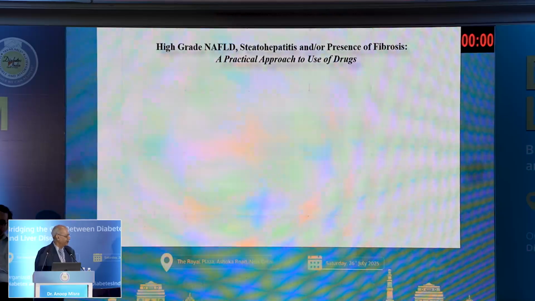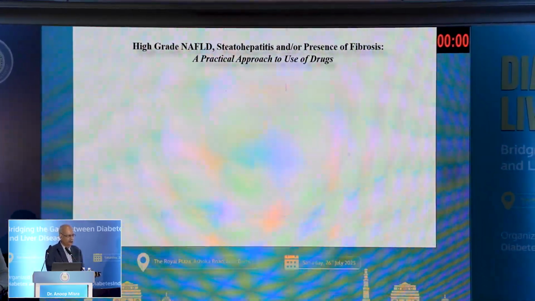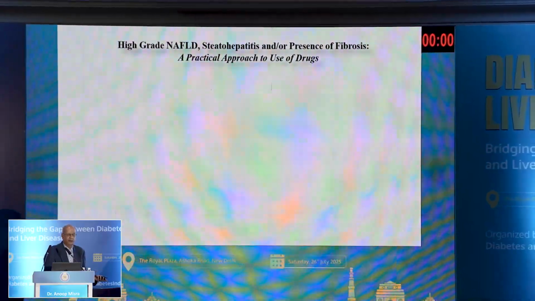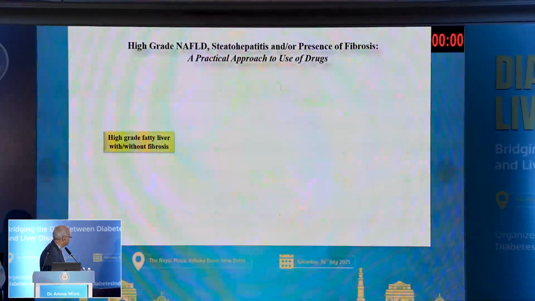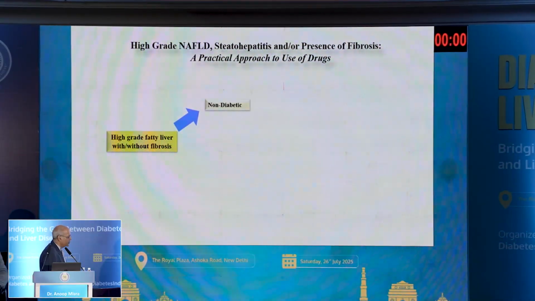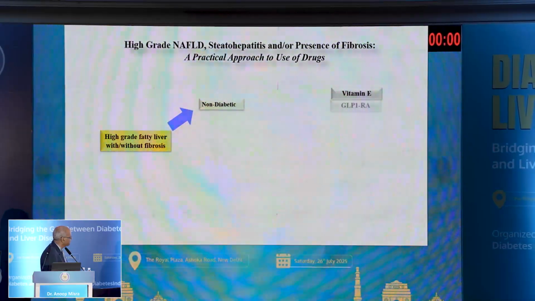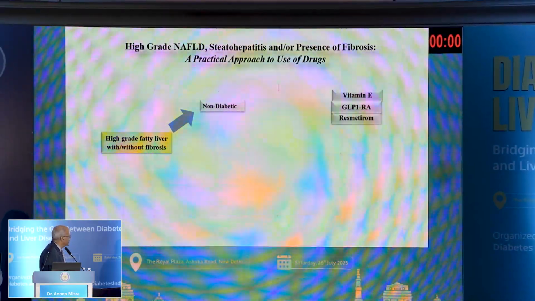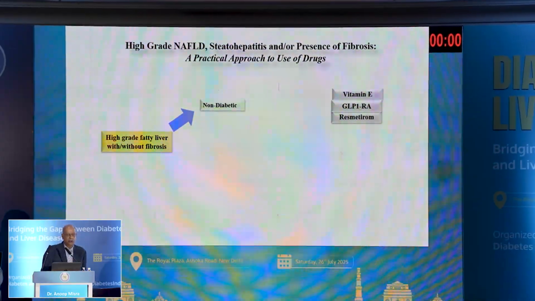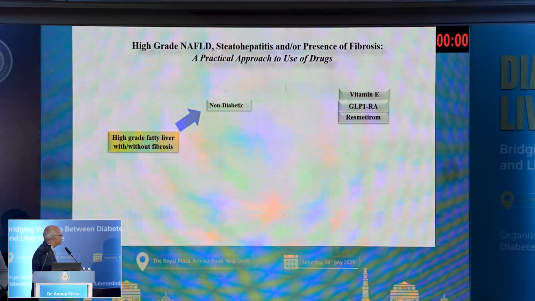UDCA is a useless drug, as are PUFAs, ARBs, and pentoxifylline. So this is my final slide. Practically, how do we use these drugs? What would be the algorithm for you to take away from here? High-grade fatty liver without fibrosis, non-diabetic individual: use vitamin E, a GLP-1 receptor agonist if the patient is obese, and resmetirom, if available. Is it available now? Yeah, it's available.